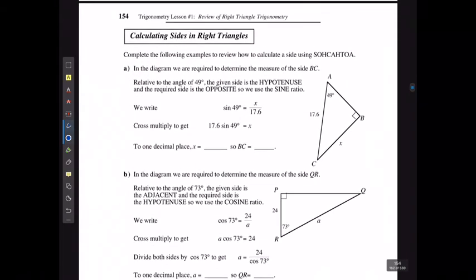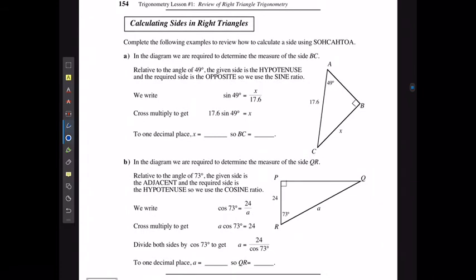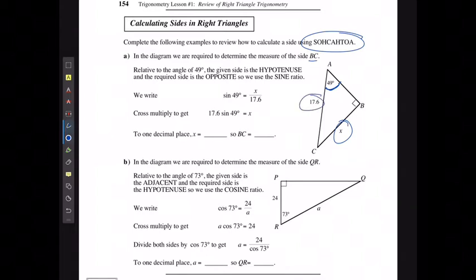Alright, if I am calculating the sides of a right triangle, then I have my SOHCAHTOA. In the diagram, we're required to determine the measure of side length BC, so this side length here that they've labeled as x. Relative to the 49-degree angle that we know, the side given is the hypotenuse here, and I'm trying to solve for the opposite.